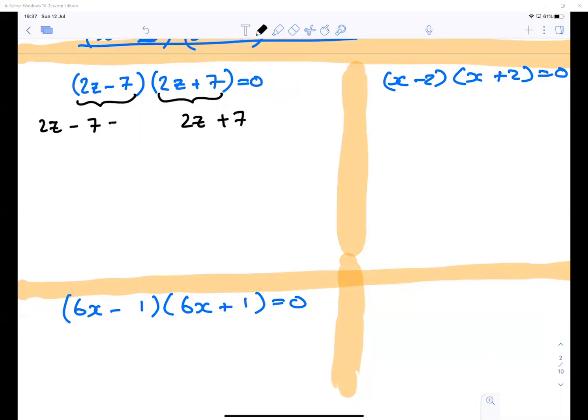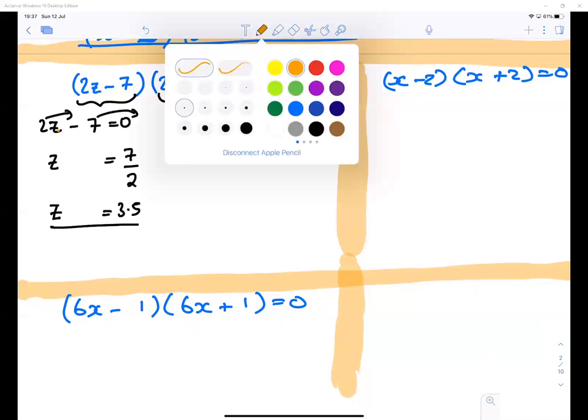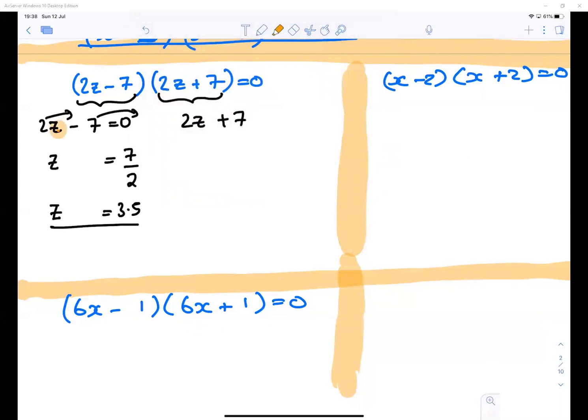So if 2z minus 7 equals 0, what's z going to be? 2z equals 7. 7 over 2, 3.5. Do you see what I've done? Divide by 2. In this particular question, you can't just look at it and say, oh yeah, I can see the answer, like in the previous week's work, where we had x minus 7, so the answer is x plus 7. Now you actually have to do some work.